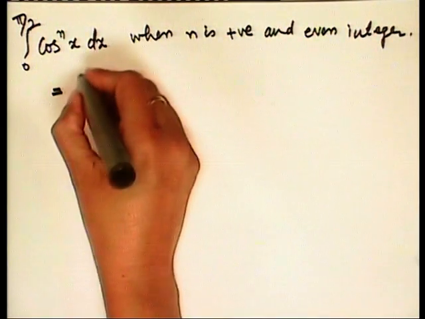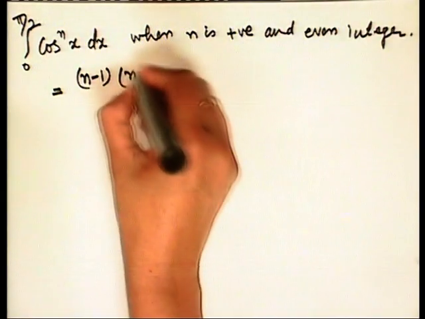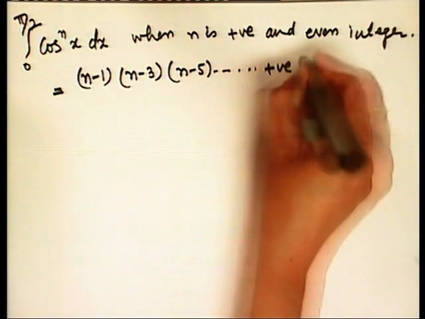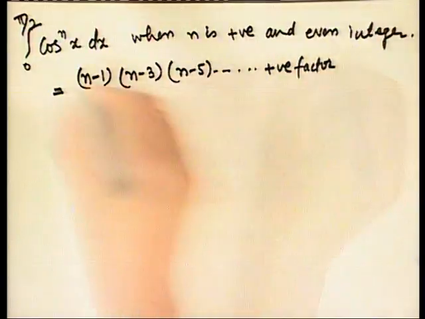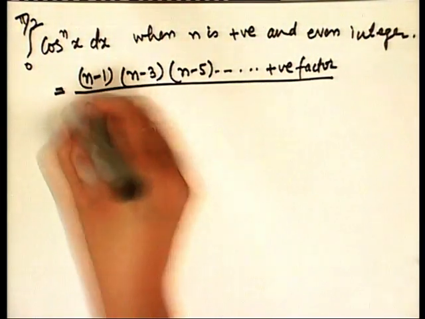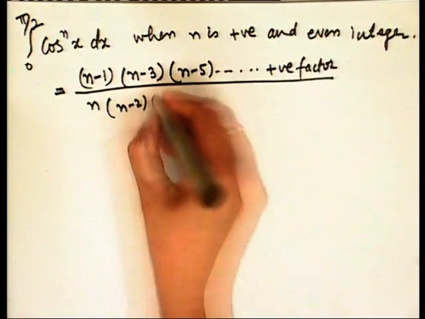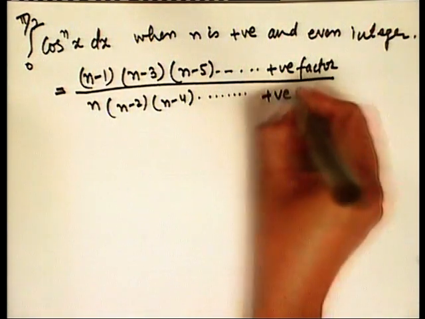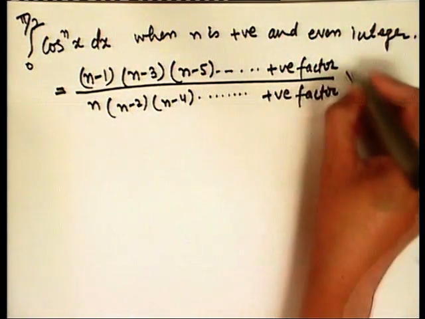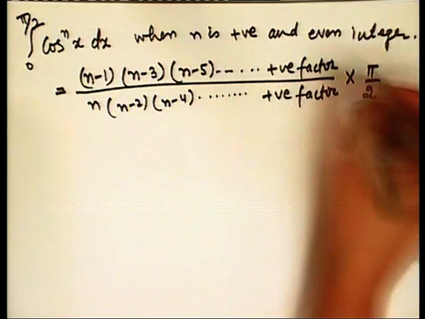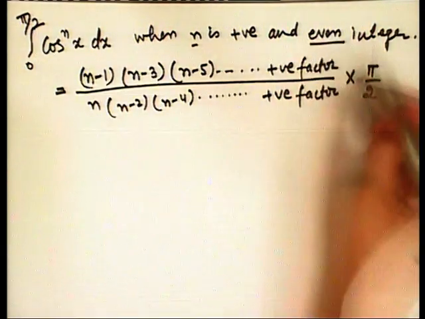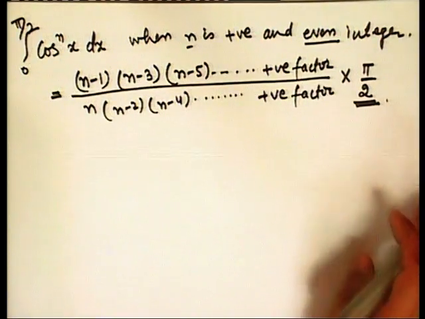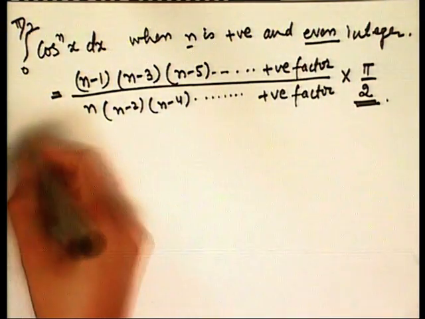Then the formula will be n minus 1, n minus 3, n minus 5 up to positive factor upon n, n minus 2, n minus 4 up to positive factor, and because n is even, we multiply by pi by 2. Now some questions based upon these formulas.